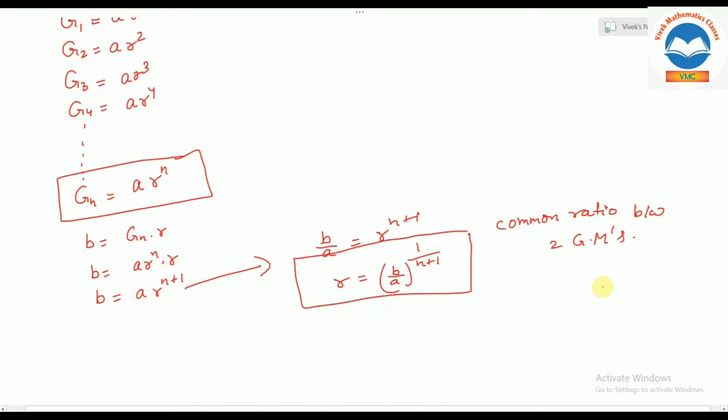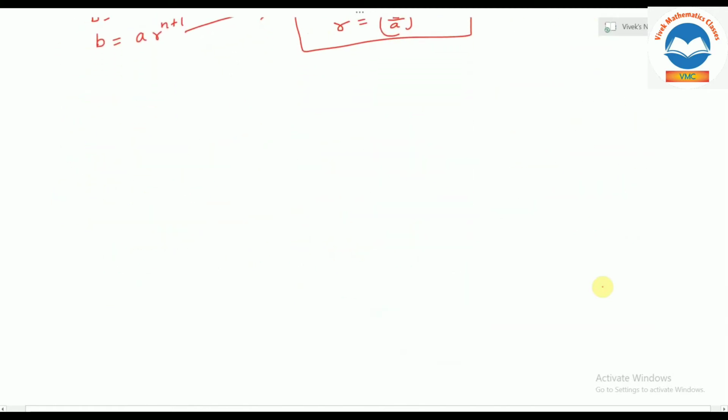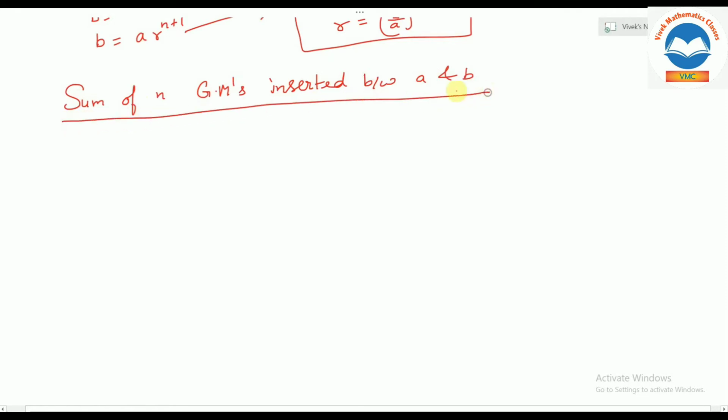Now we will go to the next topic, sum of n GMs inserted between a and b. If you have inserted n GMs in between a and b, what will be the sum of all the numbers? It means S will be G1 plus G2 plus G3 up to Gn. We need to find the sum of all these numbers.